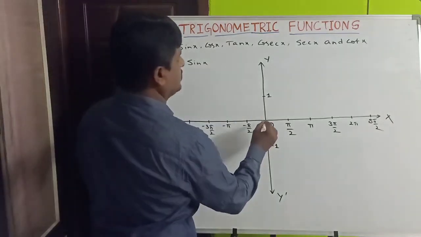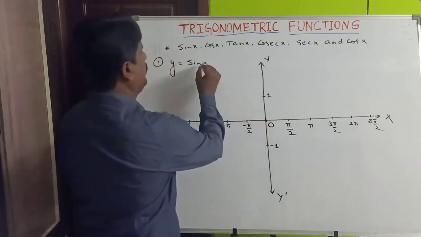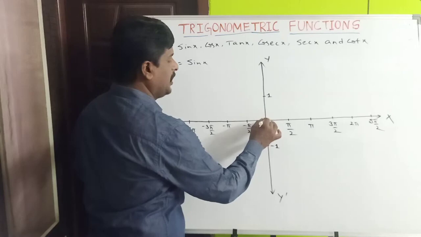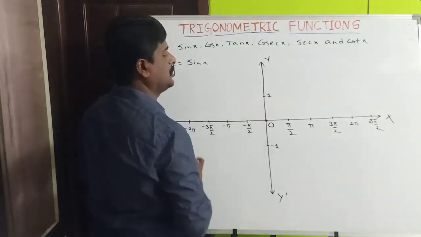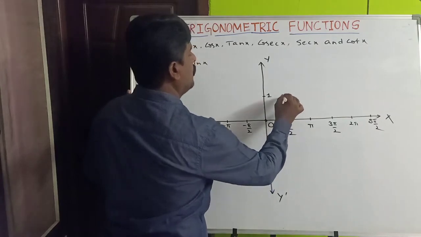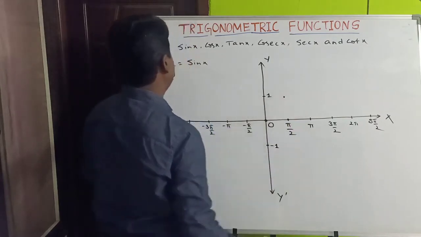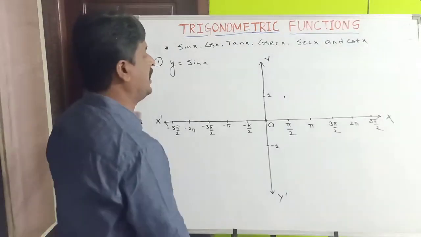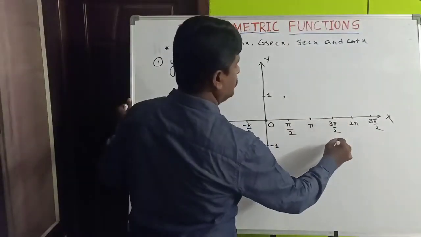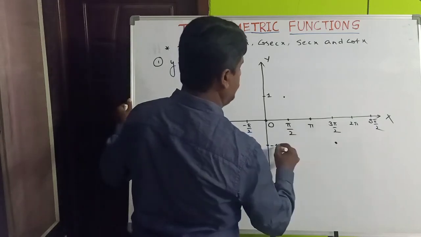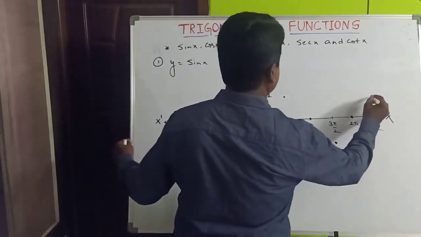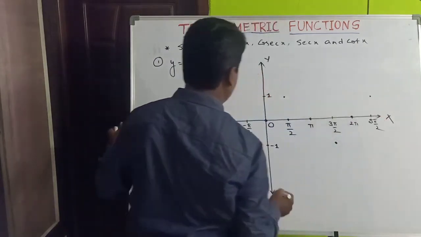According to sin x, suppose the x value is 0, sin 0 is 0. So for 0, the corresponding y value is also 0. When x is pi by 2, the corresponding y value is 1, since sin pi by 2 is 1. When x is pi, it is 0. When x is 3 pi by 2, it is minus 1. When x is 2 pi, it is 0. When x is 5 pi by 2, again it is 1.